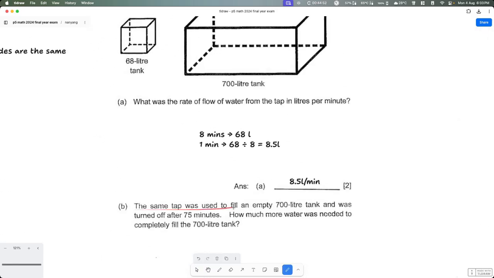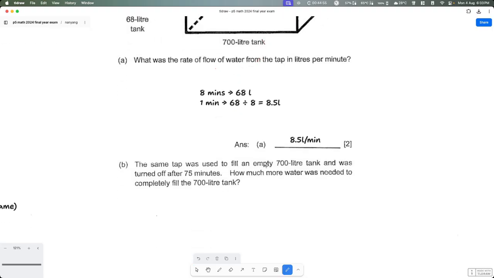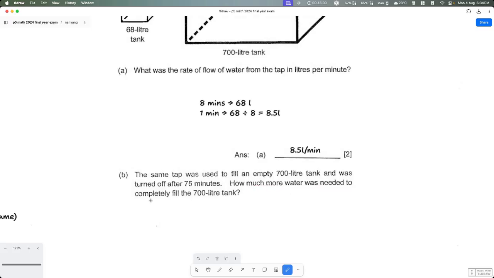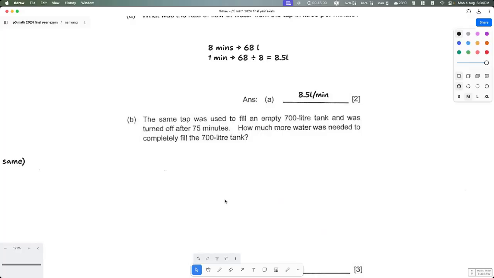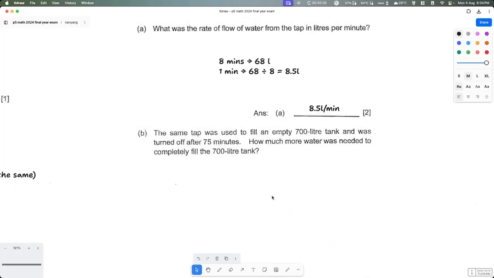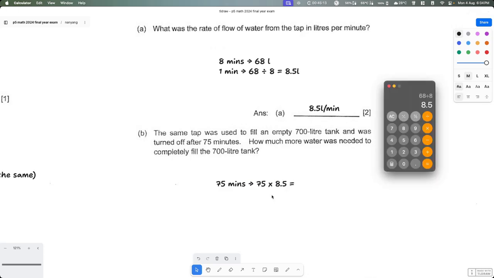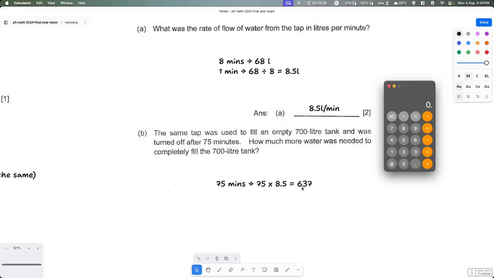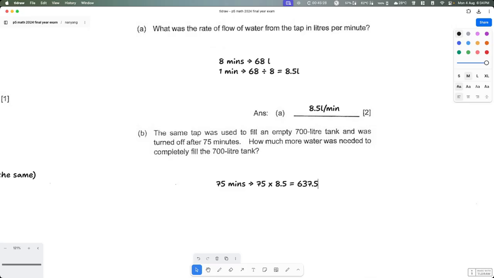Part B. The same tap was used to fill an empty 700 liters tank and was turned off after 75 minutes. How much more water was needed to completely fill the 700-liter tank? Okay, so in this case, 75 minutes is equal to 75 times 8.5. So multiply this by 75. This will be 637.5. Okay, let me double confirm. 637.5 liters.